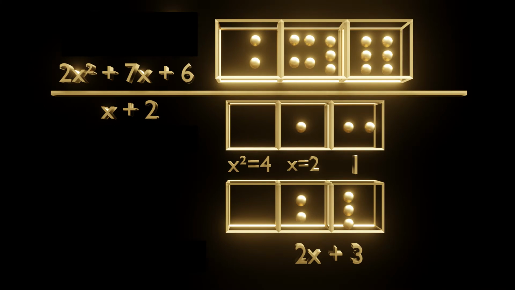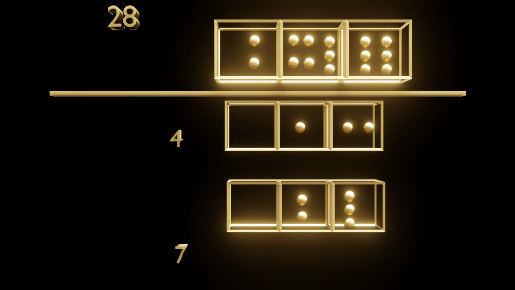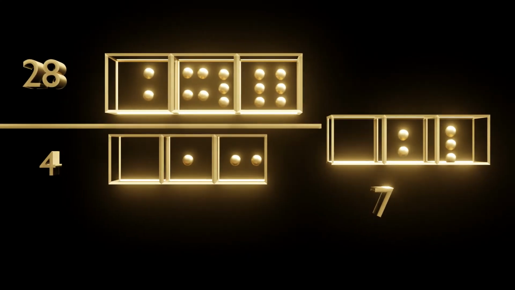We can also do the same for the numerator, and it would equal 28. The denominator would equal 4. The answer would equal 7. Indeed, 28 divided by 4 does equal 7.